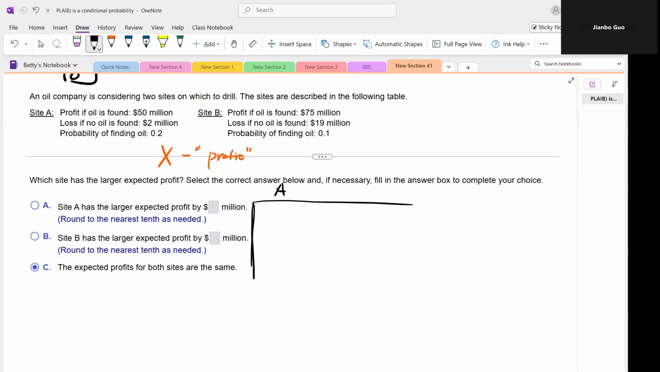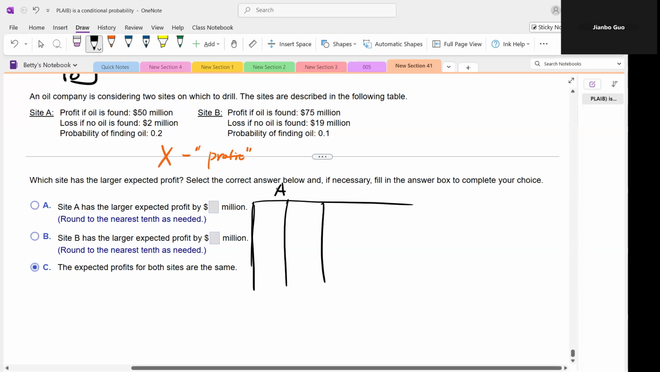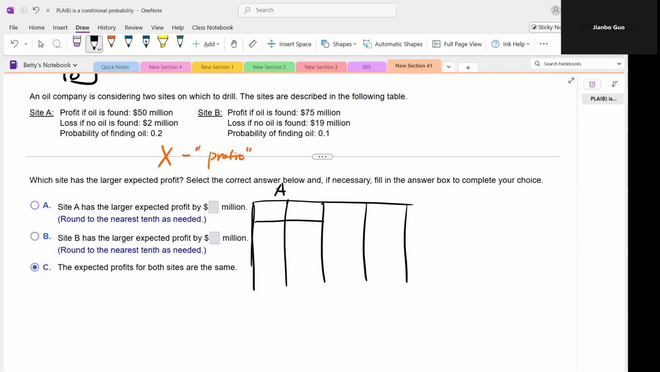I always make a 4-column table. The first column is the cases or outcomes. Second column is the random variable profit. So remember, X represents profit. And the next column is the PROB, probability. And the last column is the product.